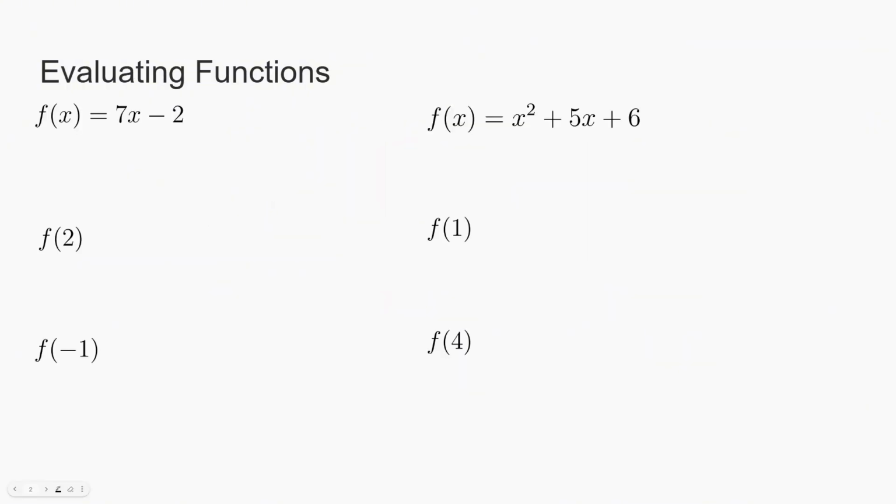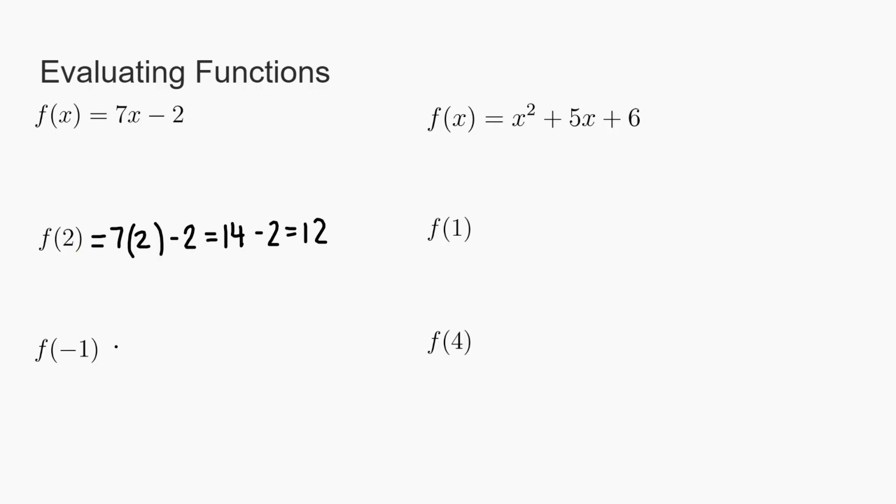Now, let's practice evaluating some functions. Our first function here is f of x equals 7x minus 2. So we're trying to find the value of f of 2. As you can see, our 2 here is in the position of x, which means everywhere we see an x, we want to replace that with 2. This one gives us 7 times 2 minus 2. Which gives us 14 minus 2, which is 12. So we know that f of 2 is equal to 12.